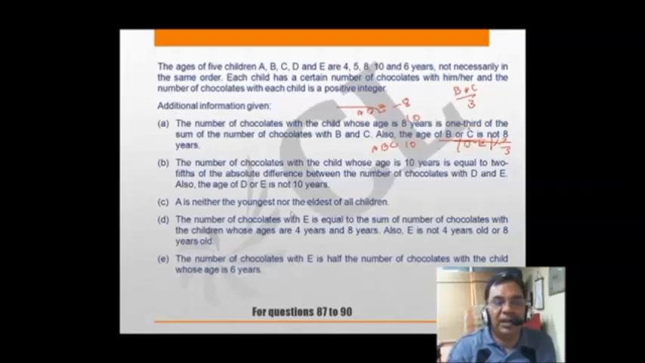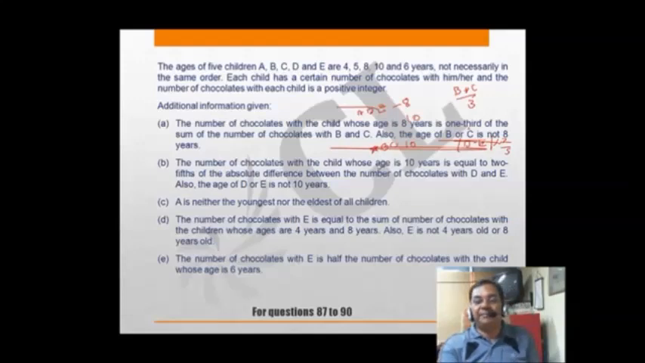A is neither the youngest nor the eldest of all the children. So that means it can only be B or C. Only B and C can be 10.